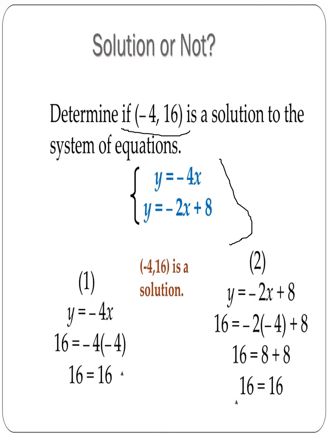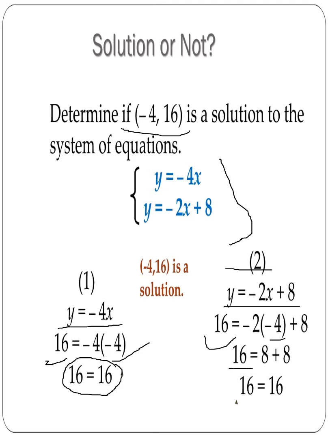So what we did, in equation 1, y equal to 4x. Just put y equal to 16 as given and x equal to minus 4. So we get 16 equal to 16. Similarly, in equation 2, we put y equal to minus 2x plus 8, which is the given equation. We just put y equal to 16 and x equal to minus 4 here.